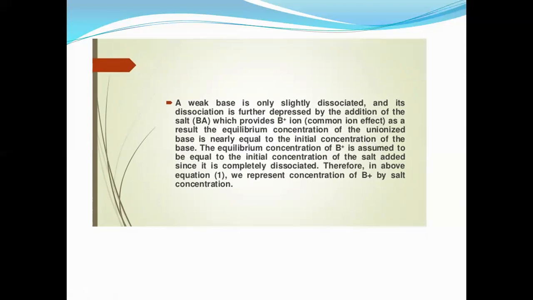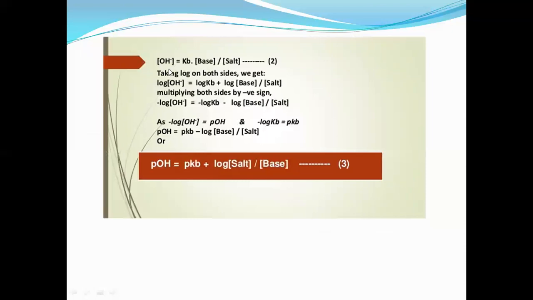Therefore, in this equation, we represent the concentration of B plus by the salt concentration. So hydroxyl ion concentration is equal to the dissociation constant of the base, KB, into base over salt. Again, taking log on both sides of this equation, log OH is equal to log KB plus log base over salt.